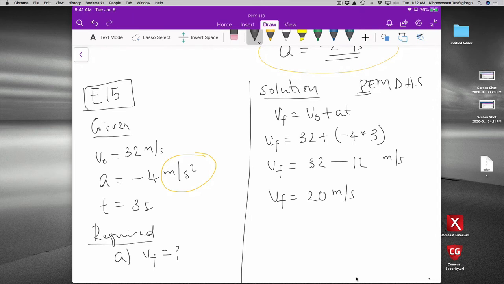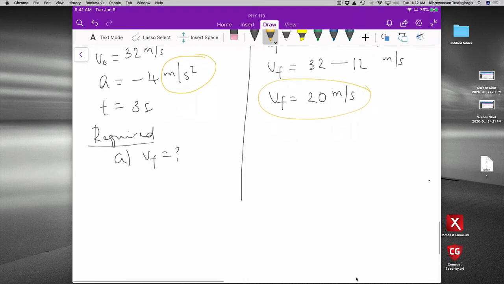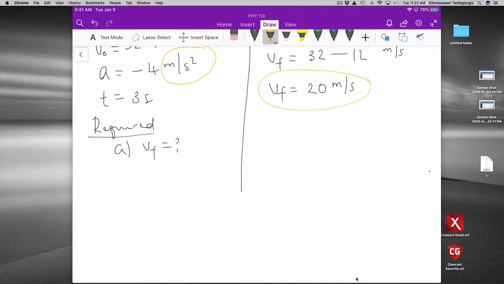So therefore, your final velocity is going to be 20 meter per second. If you have a different edition of the textbook, definitely you're going to have a different number, but the procedure is the same, okay? Then this same problem has a B part. Under this, part B is asking what distance does the car travel during this process? Then you're asked to determine distance, then B, okay?